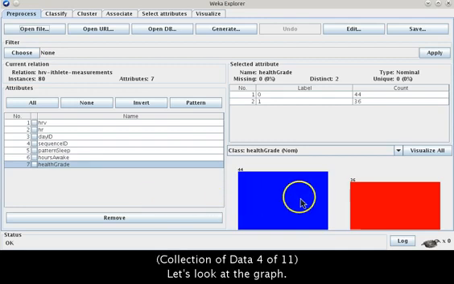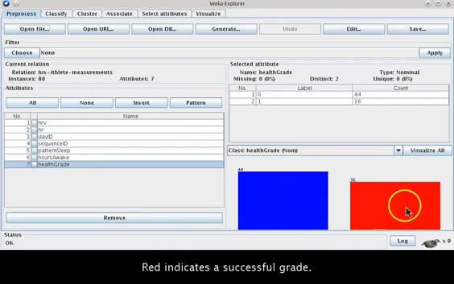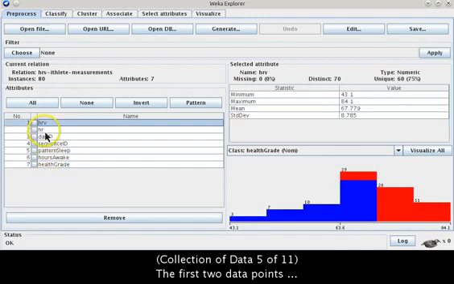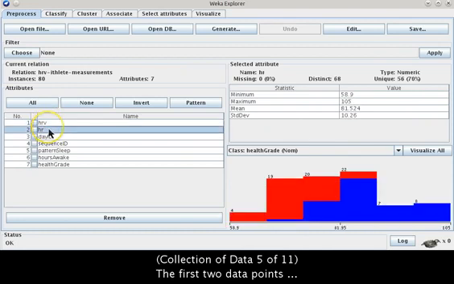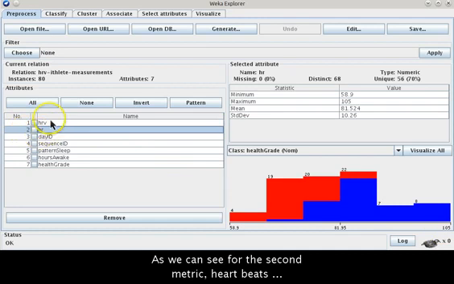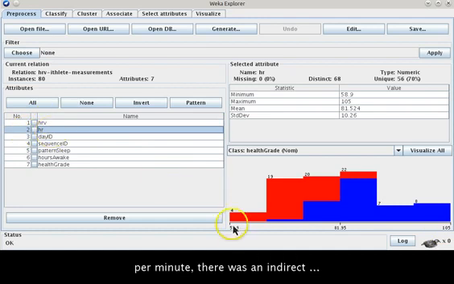So let's look at the graph. Red indicates a successful grade, blue indicates an unsuccessful grade. The first 2 data points were numbers that the chest belt device gave me as is. As we can see for the first metric, heart rate variability, there was a direct relationship. Higher is better. As we can see for the second metric, heartbeats per minute, there was an indirect relationship. Lower is better.